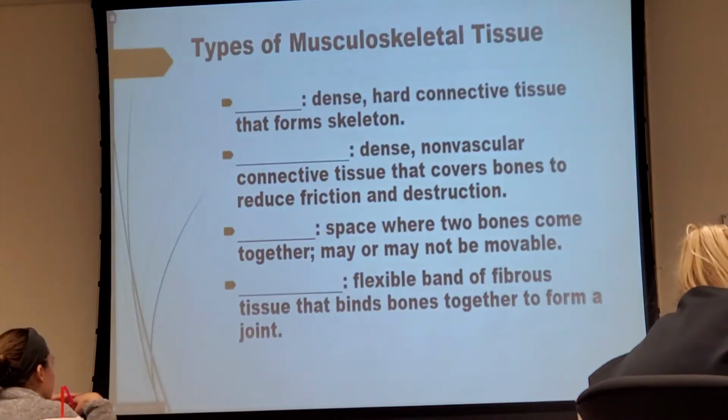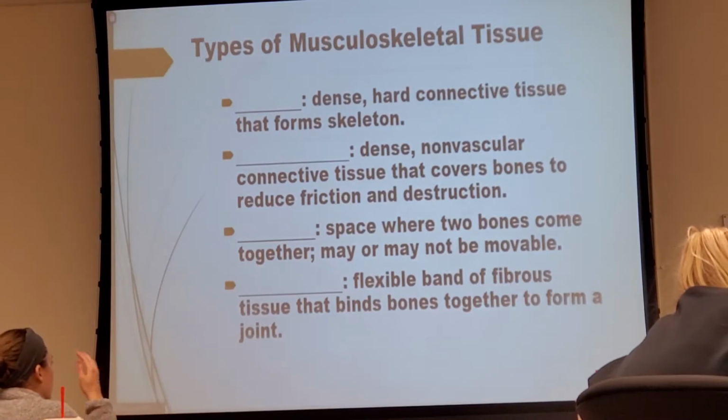Tonkawa again, what is the space where two bones come together that may or may not be movable? Joint is correct.